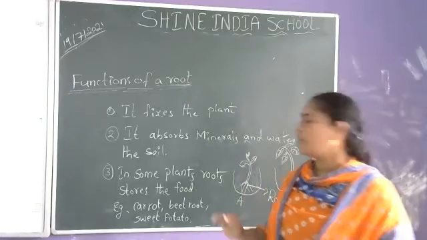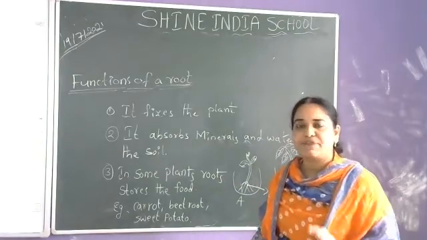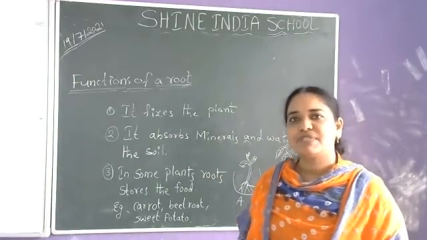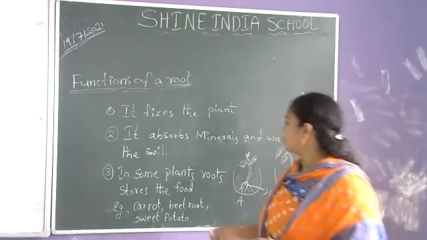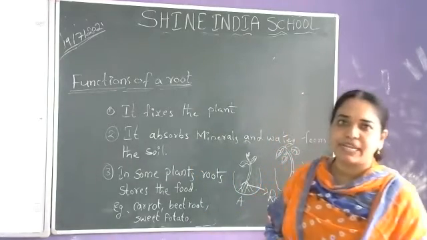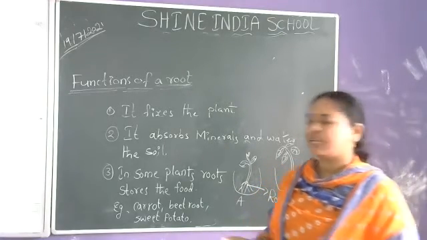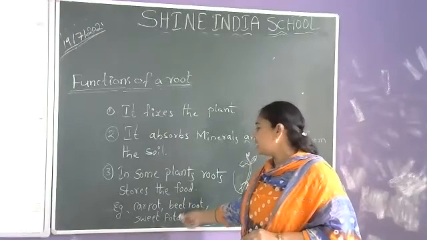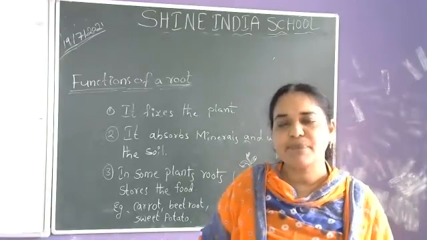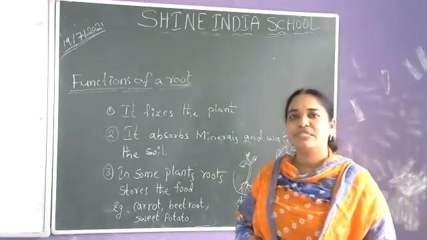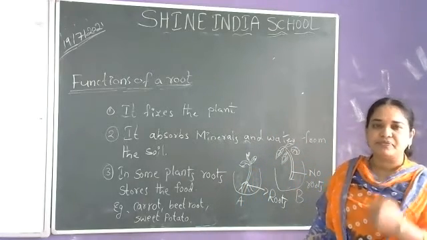So it requires roots. Roots perform the function of fixing the plant firmly to the soil. It absorbs the water and minerals and transports them to the other parts of the plant. And also it stores the food material. So some examples of roots which store the food material are carrot, beetroot, sweet potato, and radish. These are some examples of modified roots in which the roots store the food material. Are you clear? Understand, children?